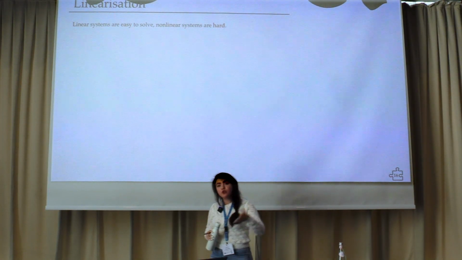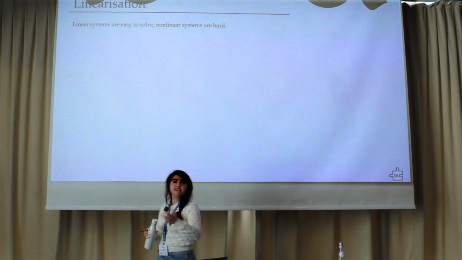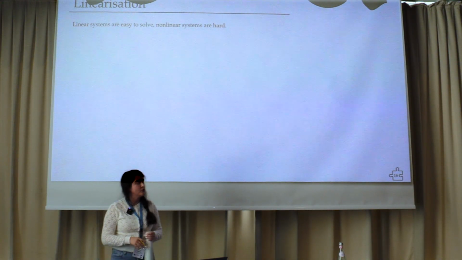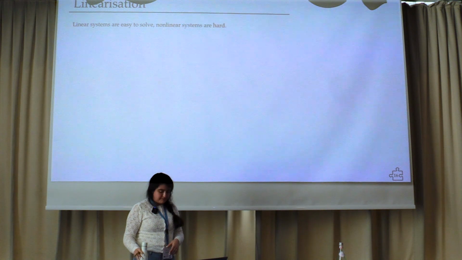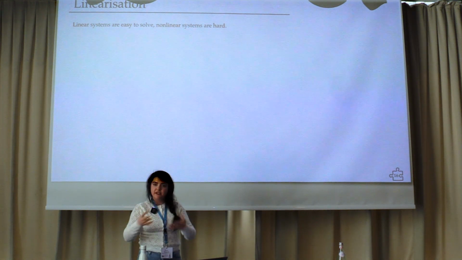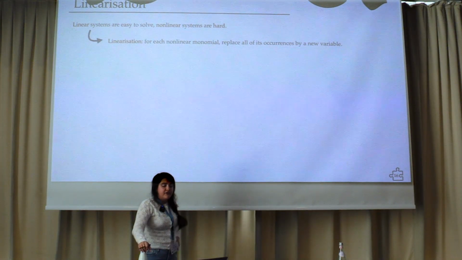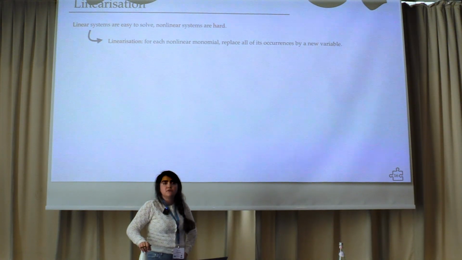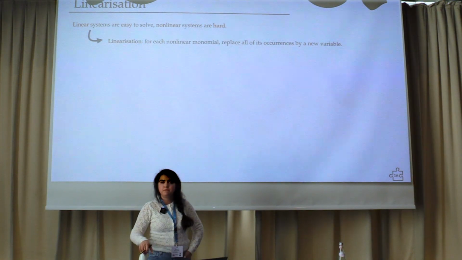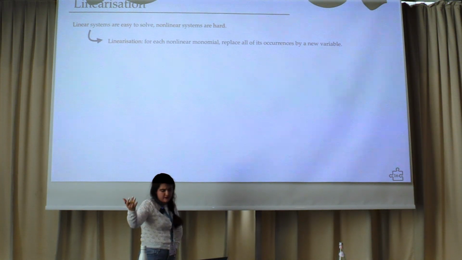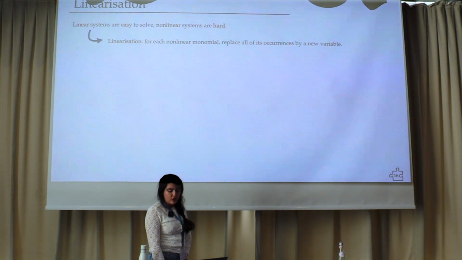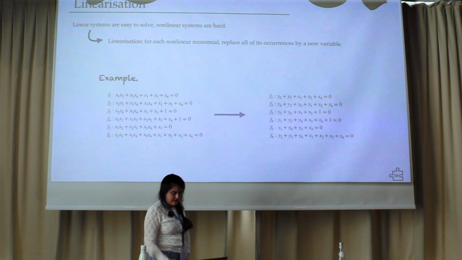We started the talk this morning by getting the intuition that linear systems are easy to solve, right? Non-linear systems are hard. So first solution, what if I just linearize everything? What I mean by linearization is that every time I find a monomial that is not linear, I substitute it with a new variable. I'm adding a variable, and I replace all occurrences of this monomial by the same variable.